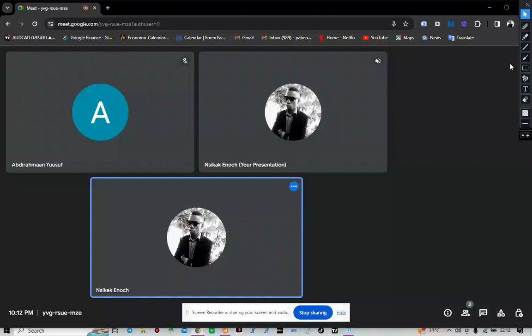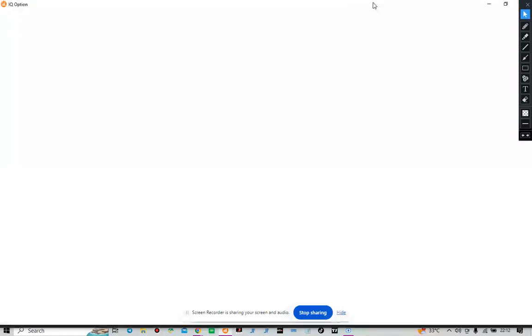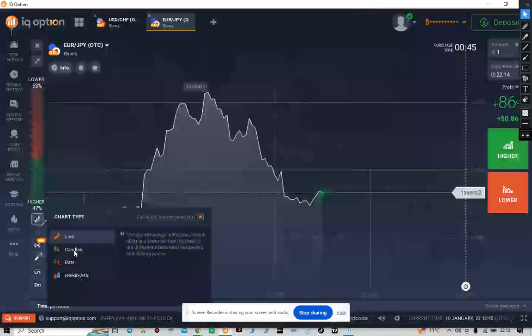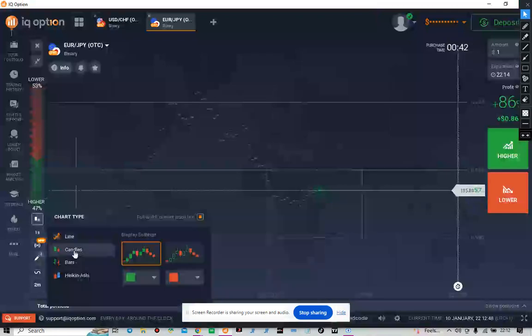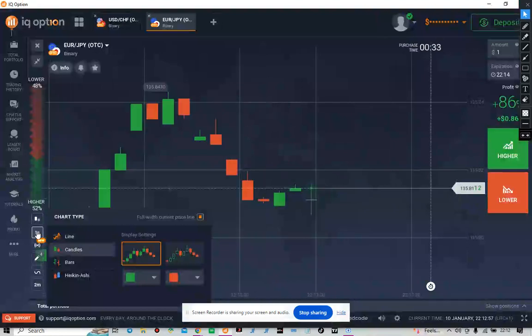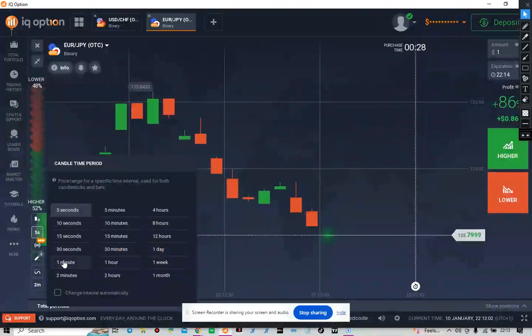Okay, like I was saying, there are different ways to draw support and resistance. You draw support and resistance by trading the candlestick chart. You can either choose the candlestick chart or the line chart, but I like to use the candlestick chart. Then after you choose it, you change the candle period to 1 minute. I prefer trading 1 minute.